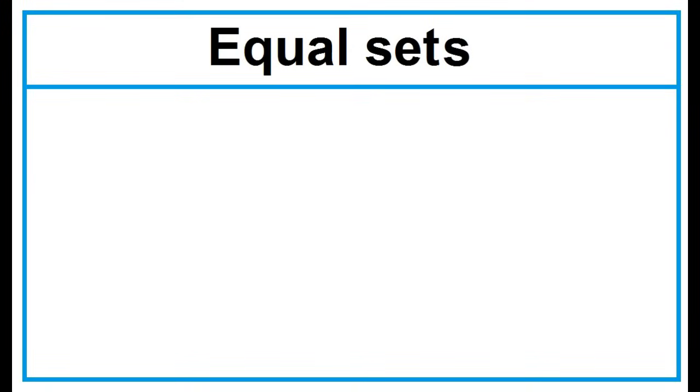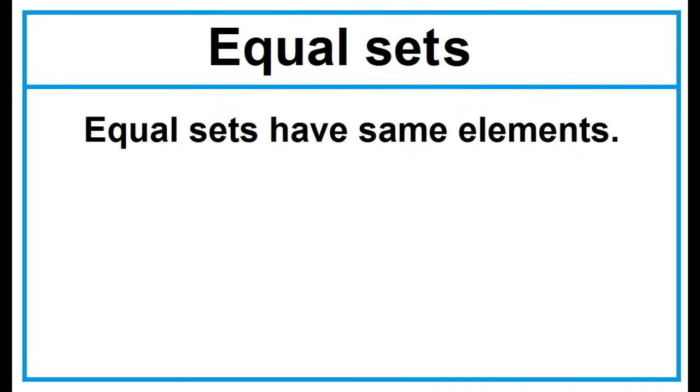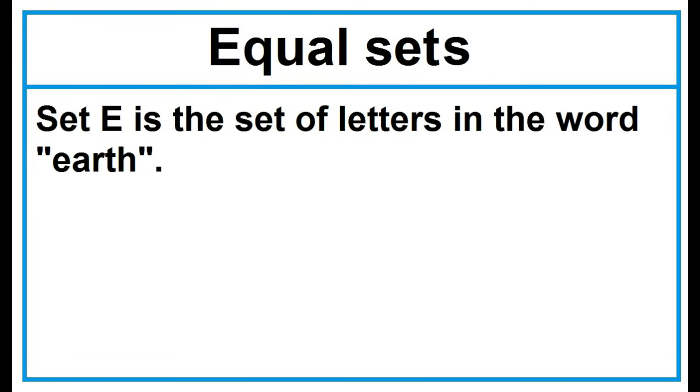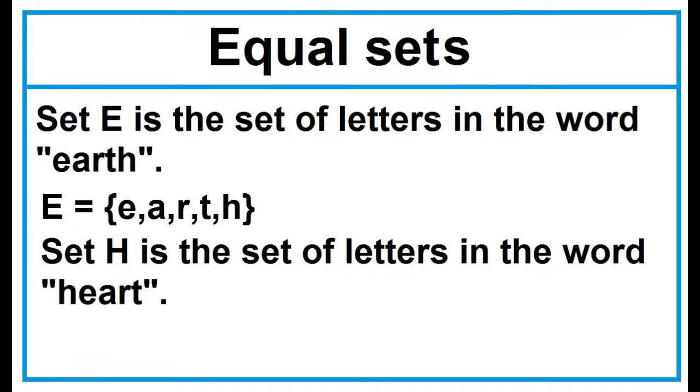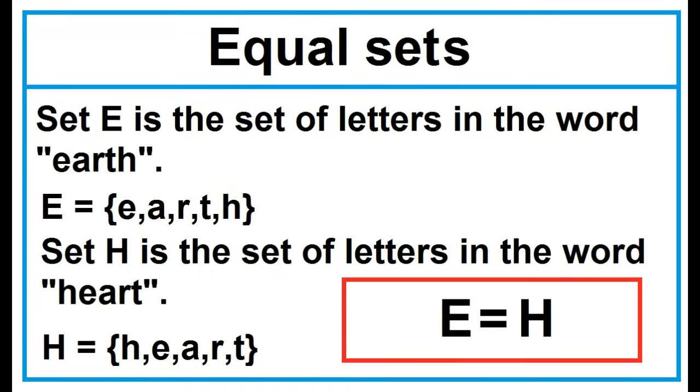Equal sets. Two sets are equal if they have the same elements. Example, set E is the set of letters in the word earth. The elements of set E are E, A, R, T, H. Set H is the set of letters in the word heart. The elements of set H are H, E, A, R, T. Set E and set H have the same elements. They are equal sets. Set E equals set H.